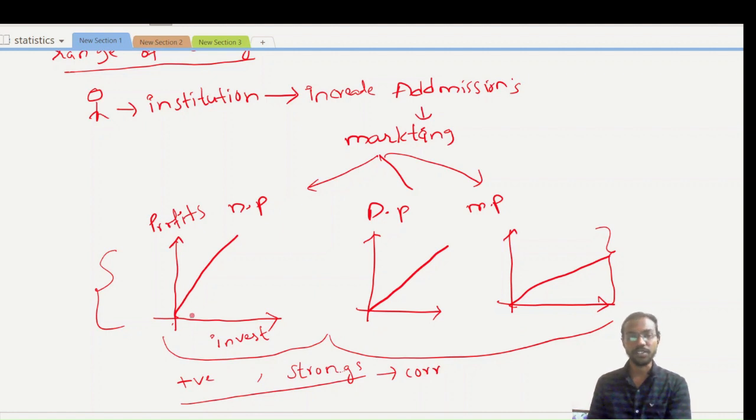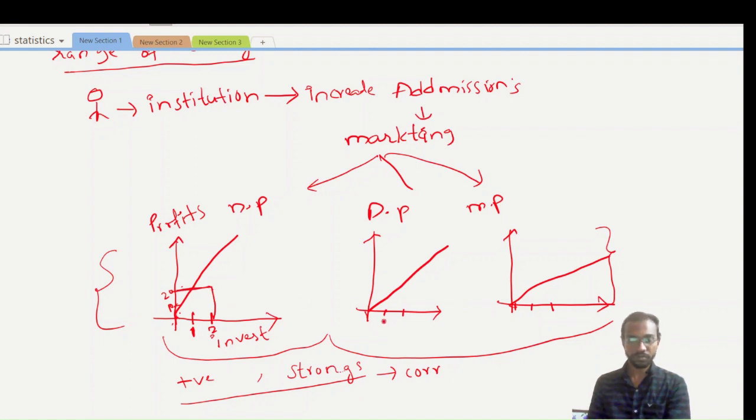Now we understand the concept of rate of change. Rate of change is how much is affected by changing one unit. Suppose here to here is 1 unit, here to here 1 unit, and so on. When I invest 1 rupee, I get a profit of 10 rupees. When I invest 2 rupees, I get a profit of 20 rupees.